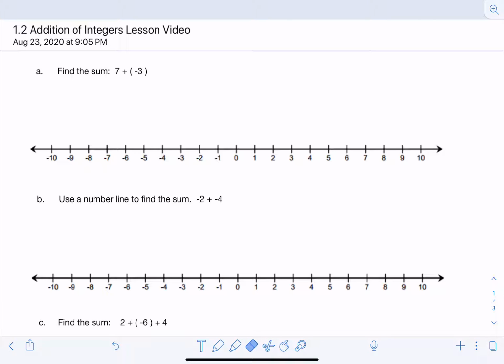So in this lesson, we're going to be adding together integers. And remember, integers are positive and negative numbers. So let's go ahead and get started.